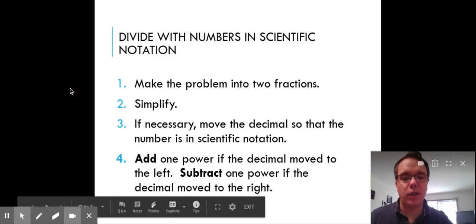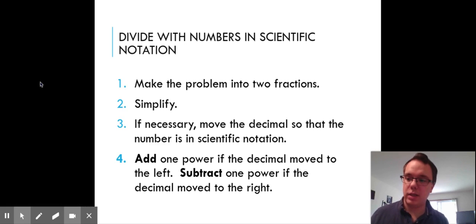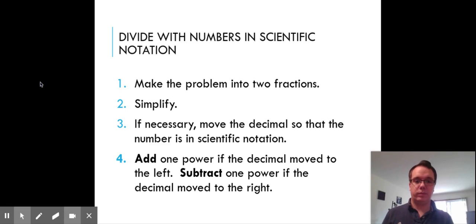All right, the other thing we're going to talk about today is dividing in scientific notation. So here are the steps we're going to use. So I'm going to pause here so you can write them in your notebook. And when you're done, just hit play on the video again. All right, so hopefully you've written these in your notebook.